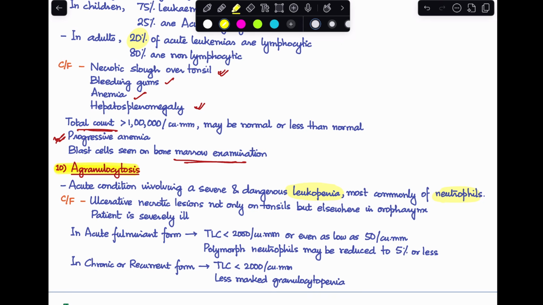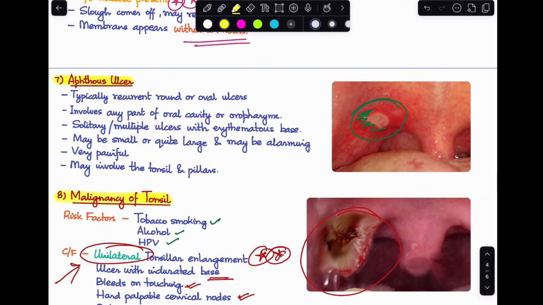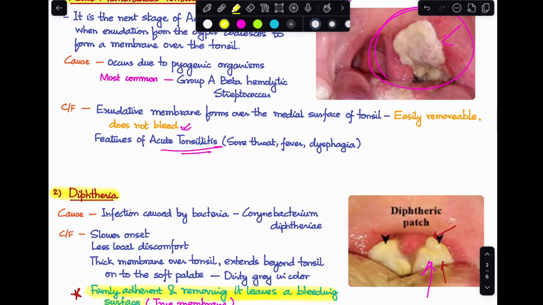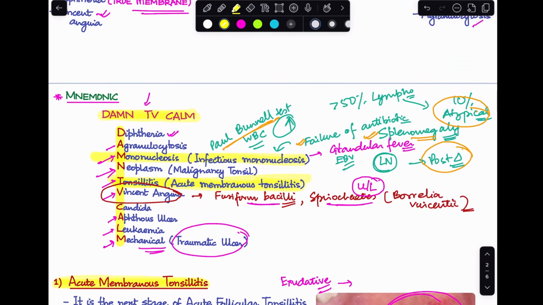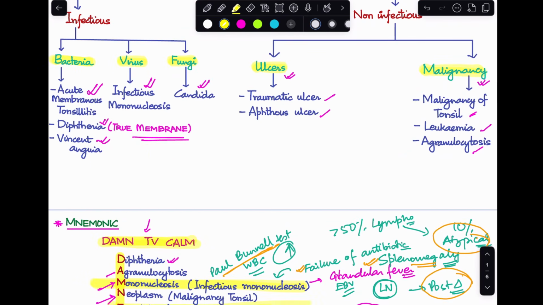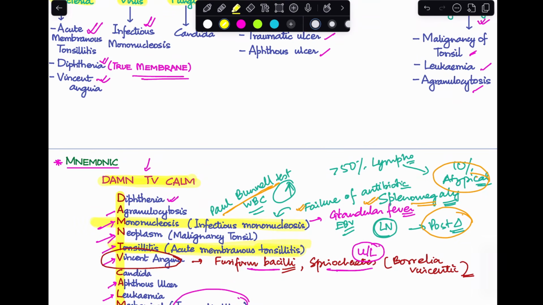In the acute fulminant form, you'll see that the total count goes less than 2000 or even as low as 50, and the polymorphonuclear neutrophils may be reduced to 5% or less. In the chronic or recurrent form, you'll see that the total count is less than 2000, and there will be less marked granulocytopenia. So these are all the 10 differential diagnoses that we have for membrane over the tonsil, and how we are going to differentiate between them based on some investigations as well as some history points and clinical signs and symptoms.